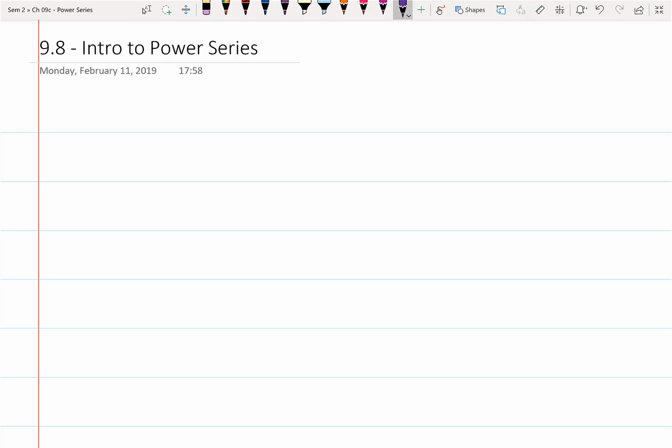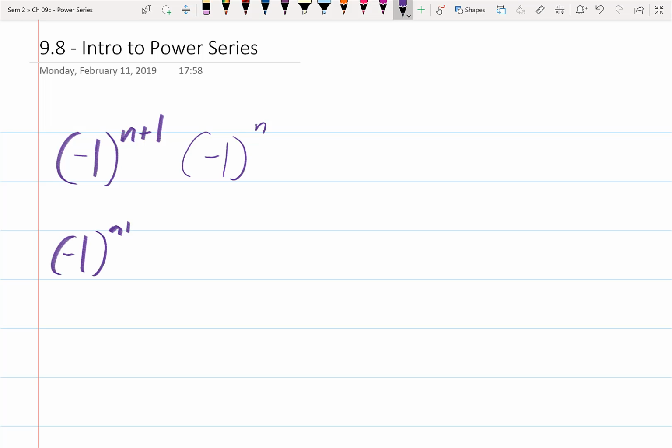To start, you're going to see a lot of times these negative 1 to the n plus 1 times negative 1 to the n, or negative 1 to the n plus 1 times 1 to the n, or 1 to the n plus 1 times 1 to the n, and you need to be able to simplify them. So let's work with these and simplify the gist of this.